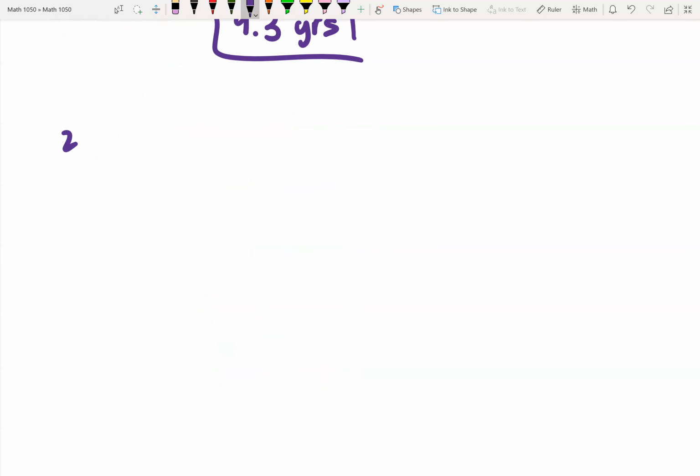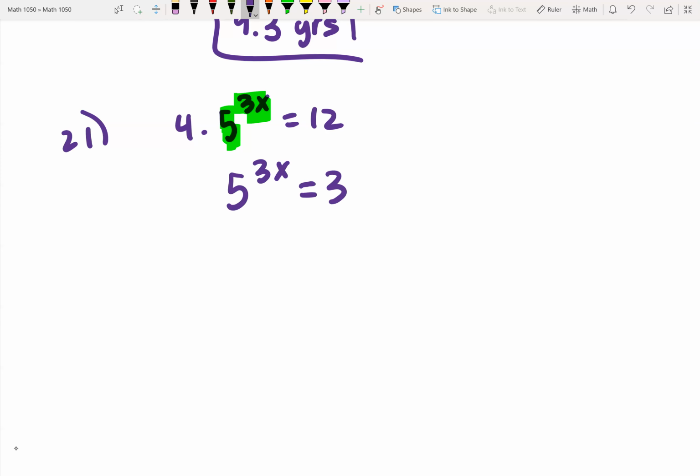Okay, 21 is another nice, easy question. The correct first step problems are so sweet. So here's your base, here's your exponent. You are not stuck because of the 4. So it's 5 to the 3x is 12 divided by 4, which is 3. And if you look, that is option C.